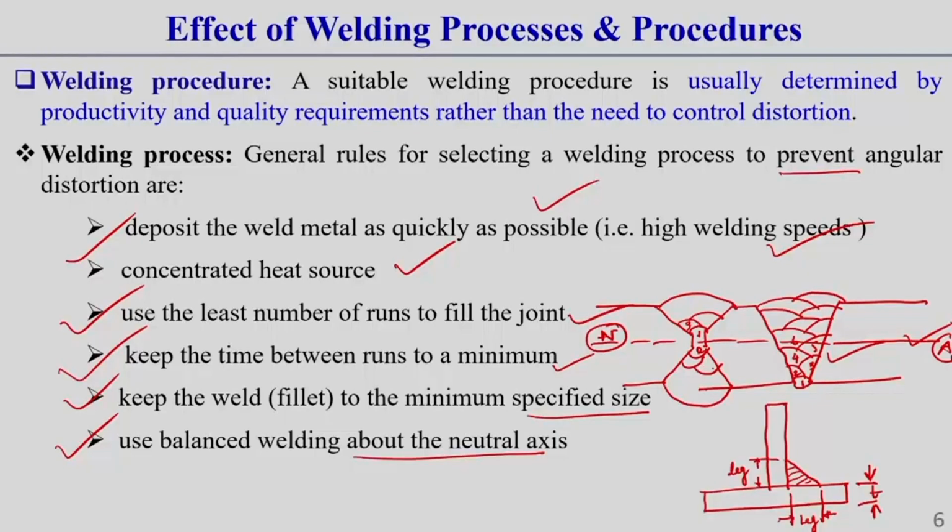So, what I am saying, instead of doing the welding on one side, if we do the welding on both sides, that gives less distortion. This also you should keep in mind. Now, here I have already written some very important points on the effect of welding processes and procedure, like weld metal should be deposited using large diameter electrodes.